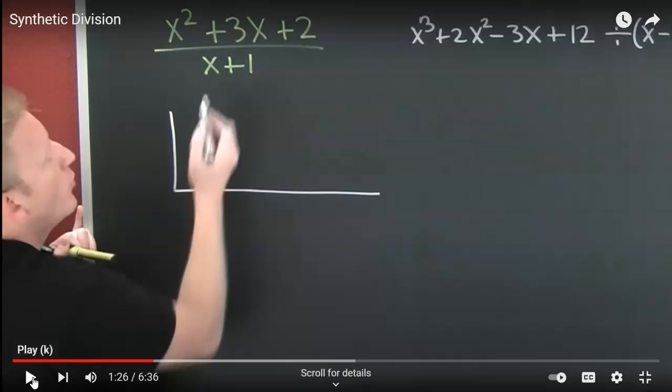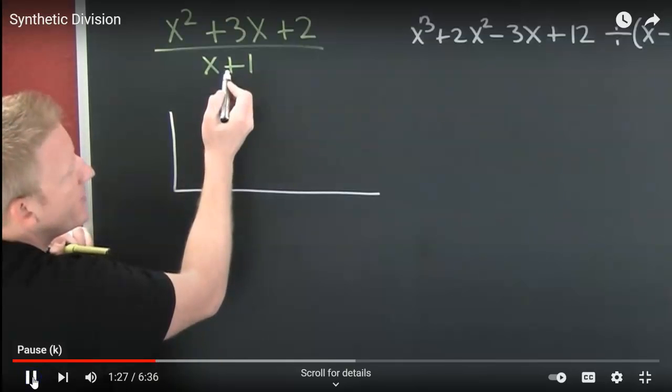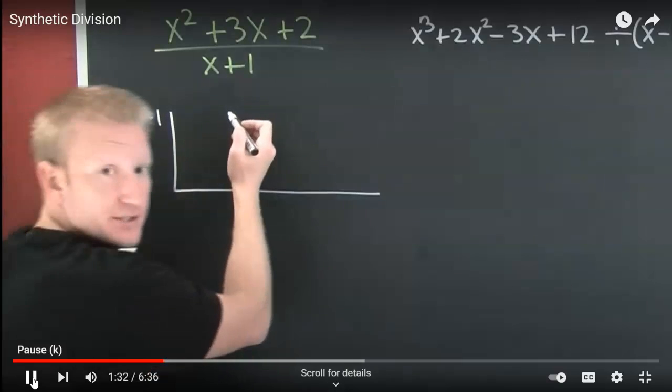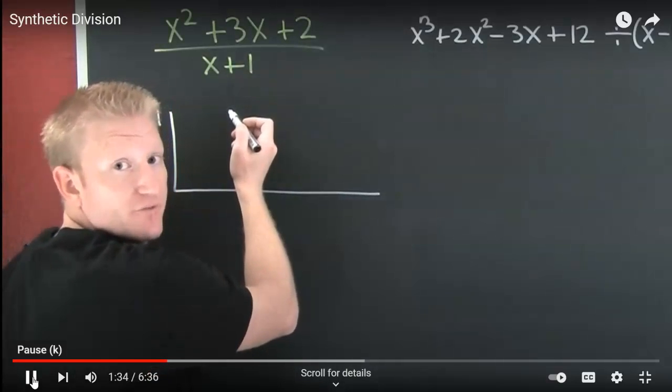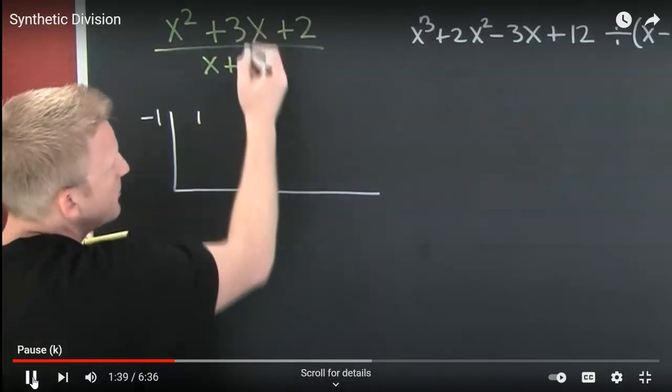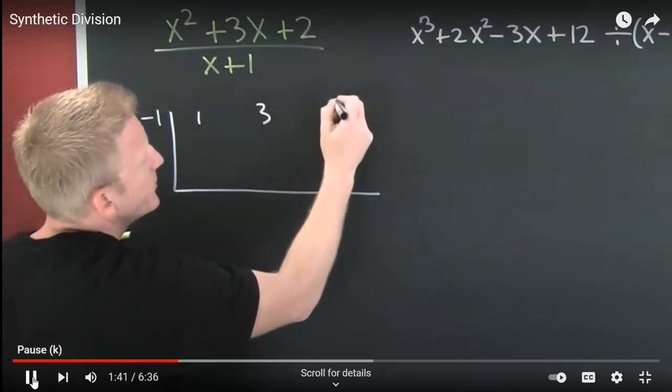This is called synthetic division. It's a much faster way of doing what we were doing on Thursday. Yep, exactly. What makes that denominator 0? Minus 1. Zeros go on the outside. Coefficients go on the inside. Coefficients are the numbers in front of the variables. Here we go. I'm going to put a 1. I'm going to put a 3. And I'm going to put a 2.